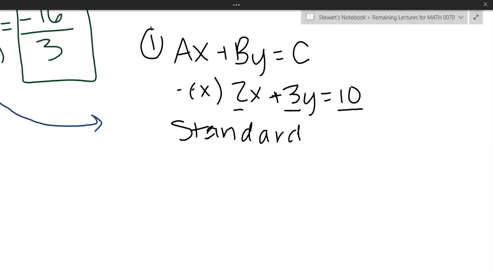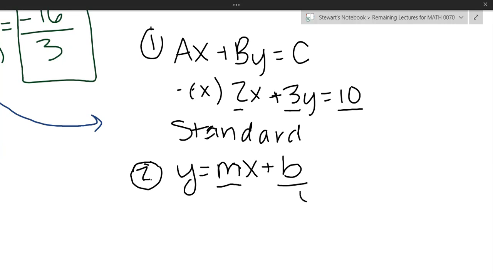The next form, one of the most commonly used ones that you'll see a bunch, is of the form y equals mx plus b. M is the slope, b is the y-intercept, which we talked about last time. This is very common, and it's named accordingly, slope-intercept form.